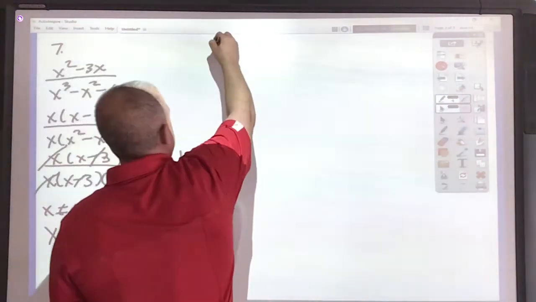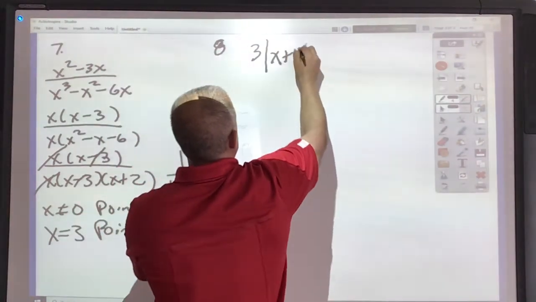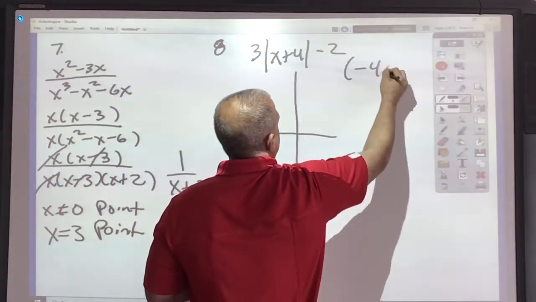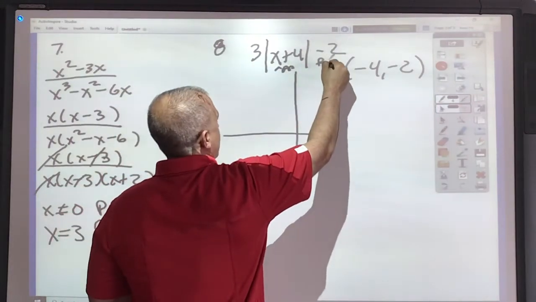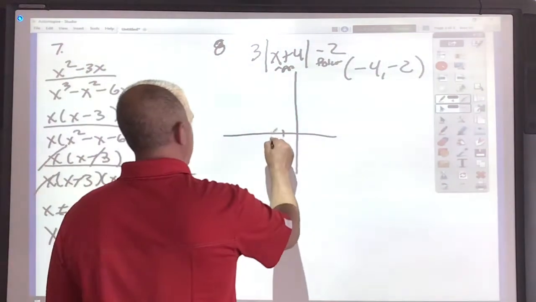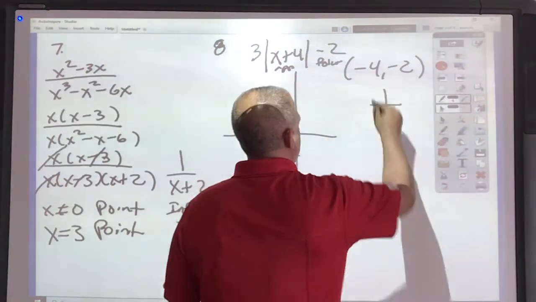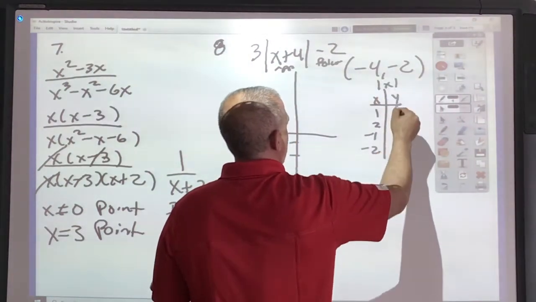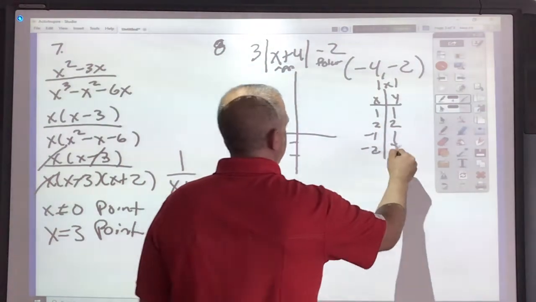Question number 8. All right, I got 3 times the absolute value of x plus 4, minus 2, okay? So my anchor point, I have the opposite here, I follow it out here, okay? All right, so I'd be negative 4, 1, 2, okay? Since it's absolute value, 1, 2, negative 1, negative 2: the absolute value of 1 is 1, of 2 is 2, of negative 1 is 1, of negative 2 is 2.